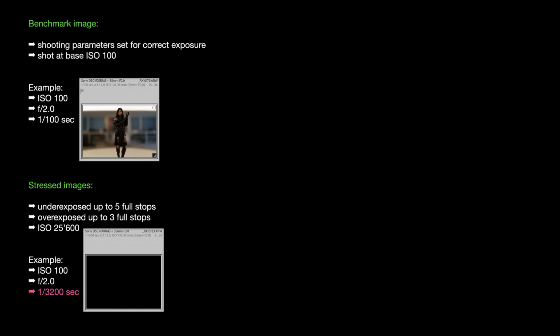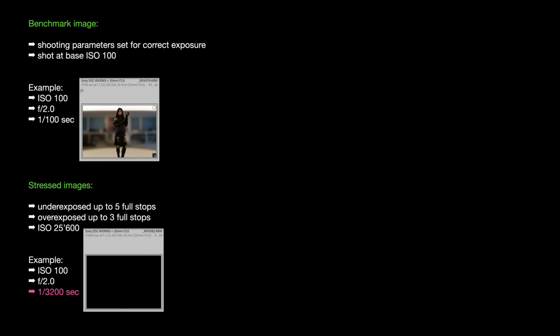All right, let me quickly explain the procedure in this video. It's all starting with a benchmark image or a reference image. That's what you could also say here in the upper left-hand corner. We shoot for correct exposure by setting parameters. And we start with an ISO of 100. That's the base ISO in this example for the Sony RX1R Mark III. f2.0, 1/100 seconds. And then we generate 9 stressed images.